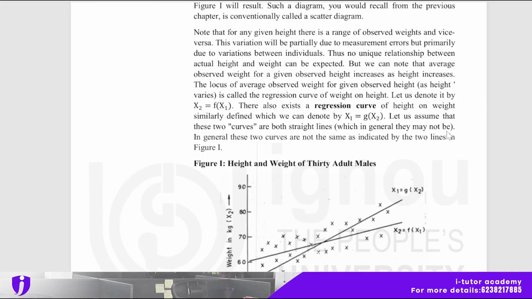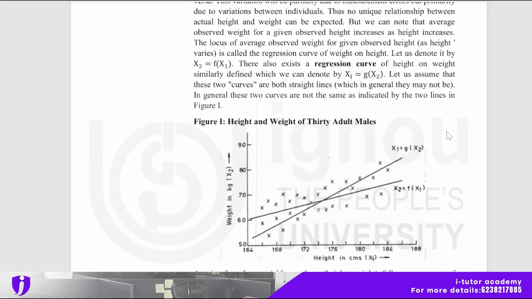So let us denote it with, there also exists a regression curve of height on weight similarly defined, which we can denote by x1 is equal to g and all square x2. So let us assume that the two curves are both straight lines, and in general these two curves are not the same, as indicated by the two lines in figure 1.